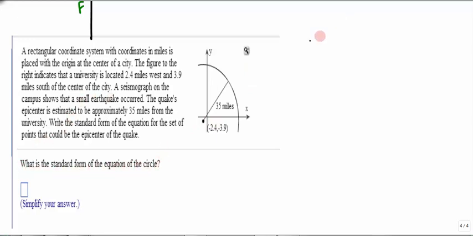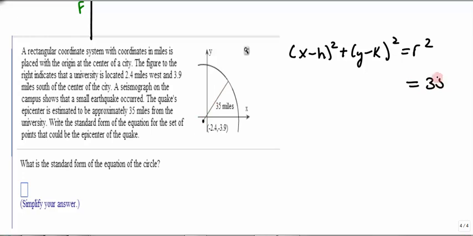Well, before even reading the problem, I know the standard form of the equation of the circle looks like this. And so they're showing me, and this doesn't look really circular because when I pasted this in, it squished the circle, but this is a circle. This is the radius from the center of the circle to the outside of the circle. So I already know r squared is 35 squared.